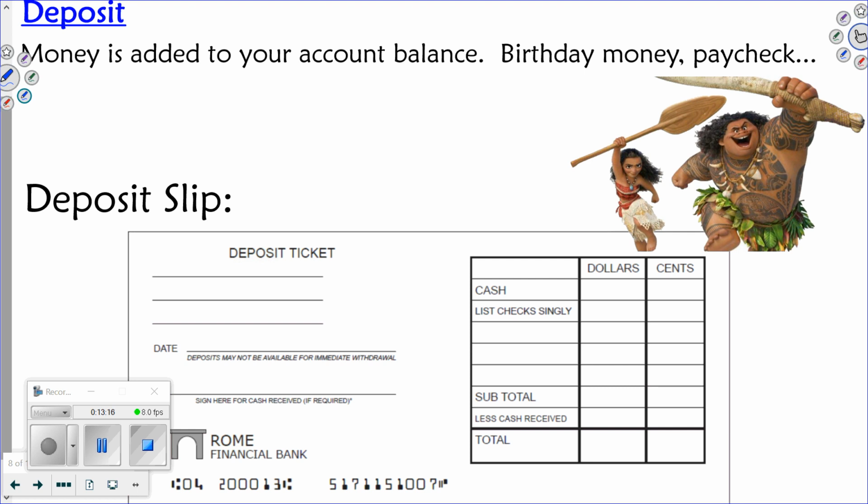Then you just fill it out, you list it over here. All cash gets listed first. List checks singly, so all the different checks you have, and just total it and see if you want any cash back. Notice at the bottom, it's going to have your same account info on here, so they know directly which account to put it into. That's why they have you fill these out.